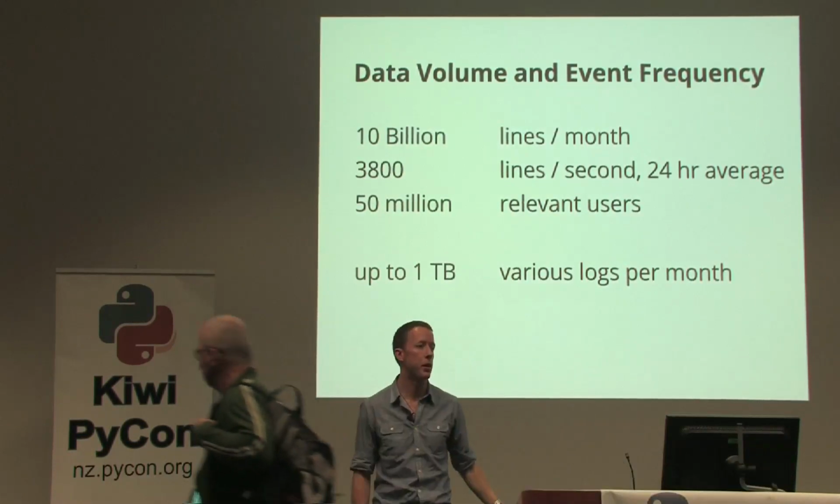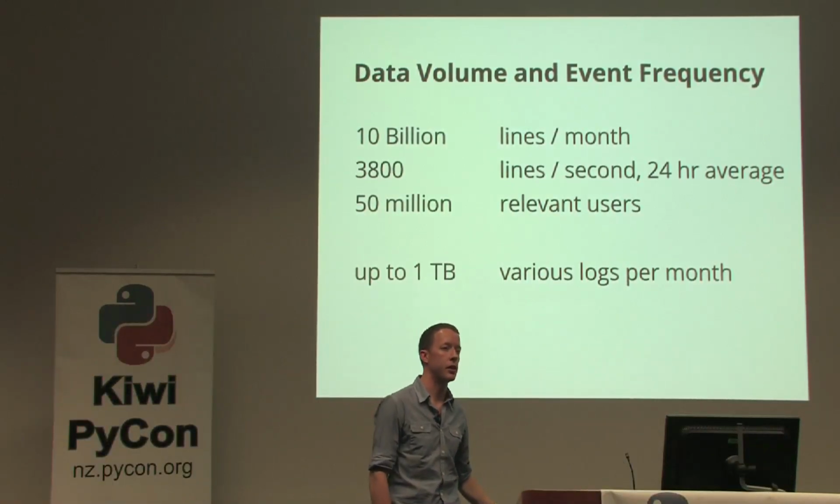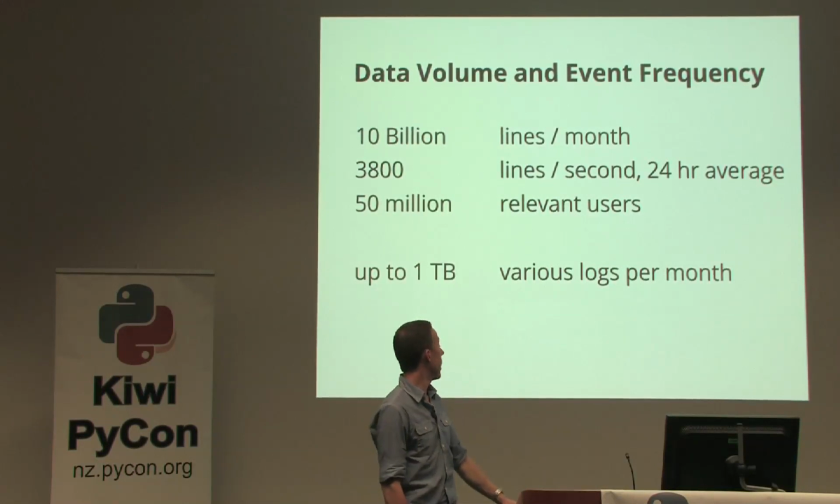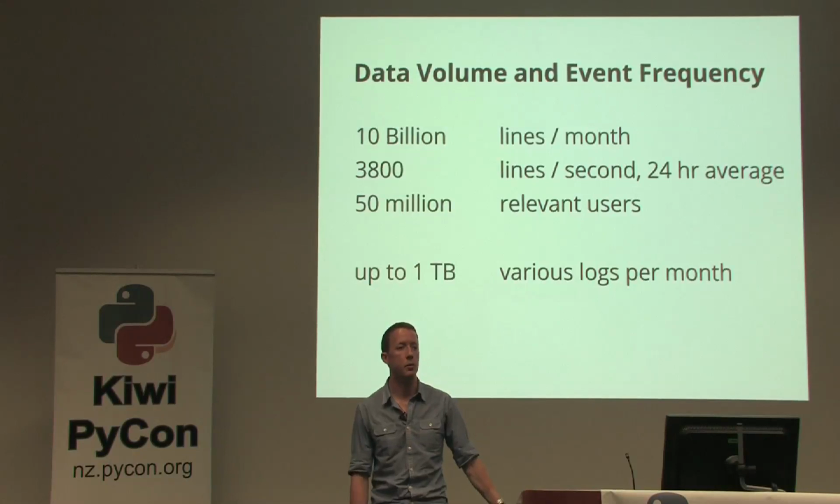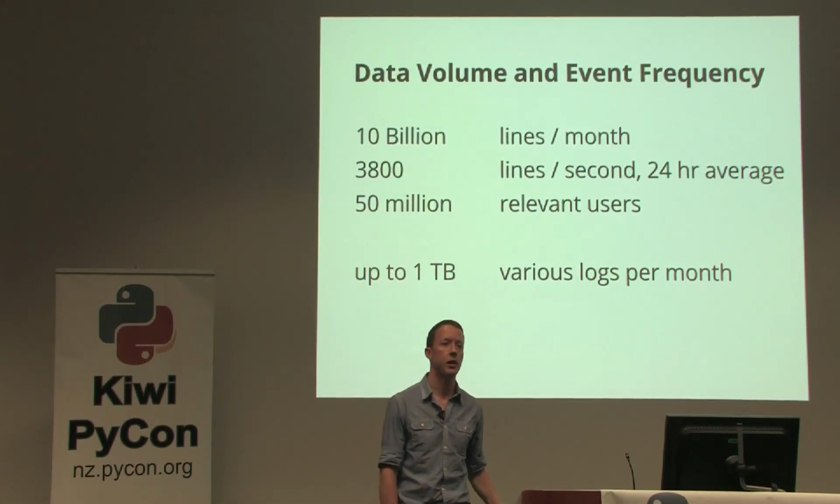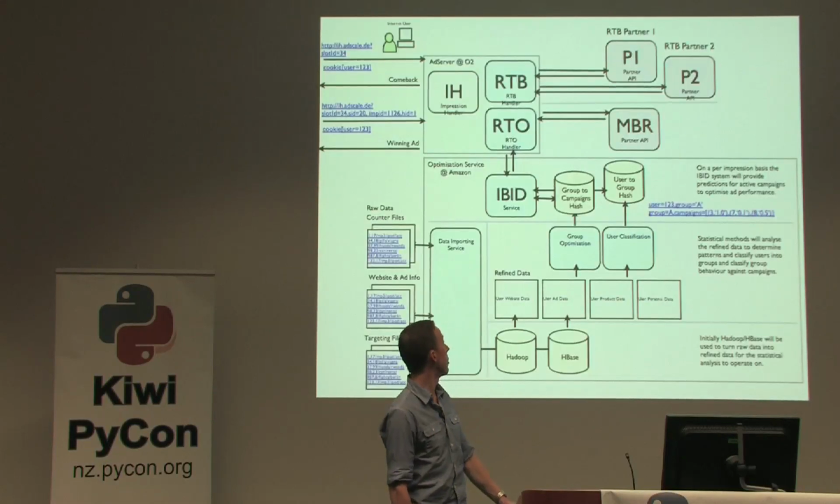So we're dealing with quite a bit of data here. 10 billion records per month, 3,800 lines a second, a lot higher at peak times at 6 o'clock in the evening when everyone's checking the internet. And we collect about a terabyte of data, give or take, per month. And we often want to analyze 3 or 4 months at once. So you're looking at 3 or 4 terabytes that you need to process, which is quite hard with a laptop with only 8 gigabytes worth of memory.